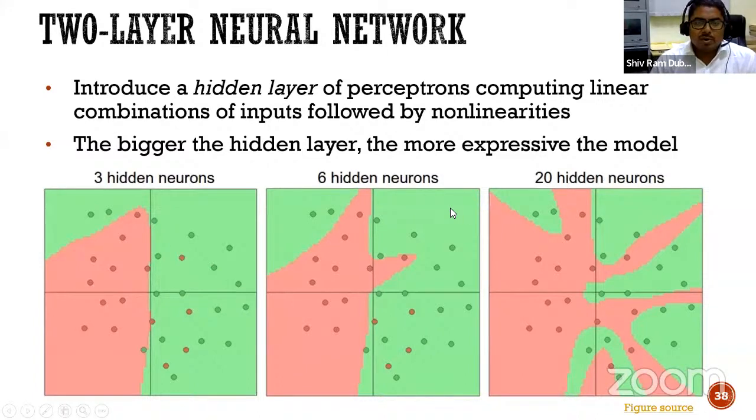But if we increase the number of neurons, for example, suppose we go with 6 hidden neurons, then the nonlinear capability will increase. And now you can see some of these red dots are coming inside this red region. And if we further increase, suppose to 20 hidden neurons, then we can basically go with overfitting, where all the samples which belong to the red category are actually inside the red one.